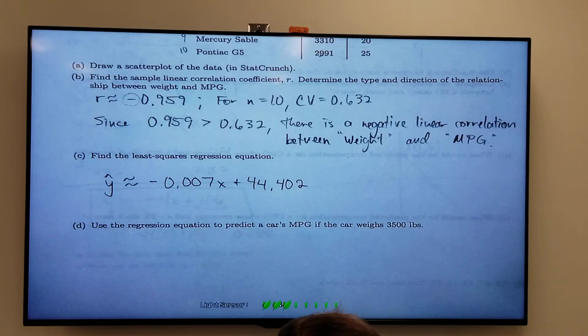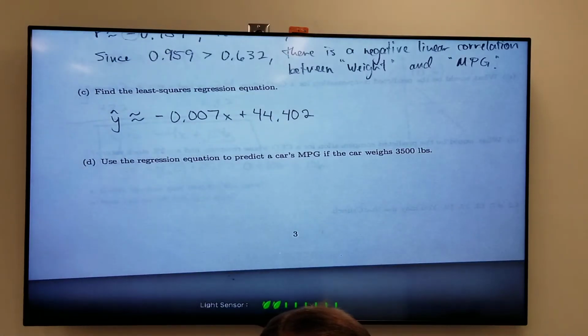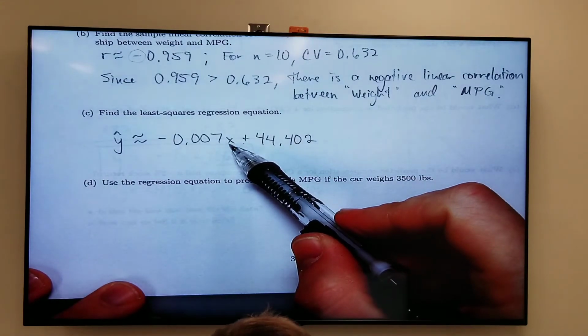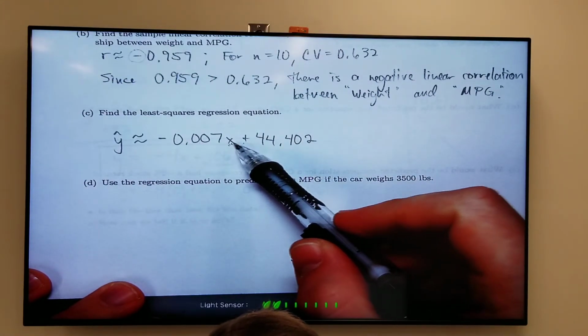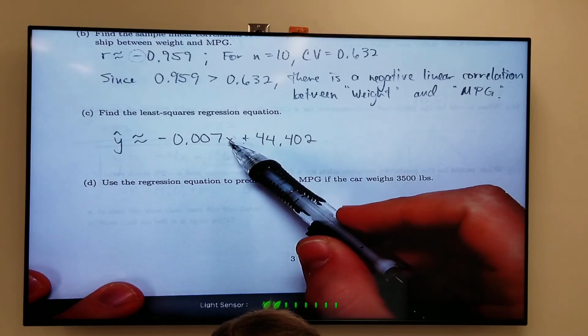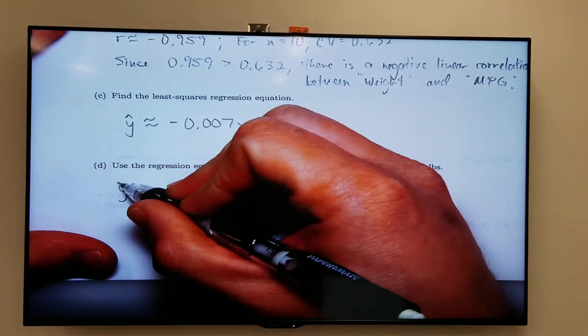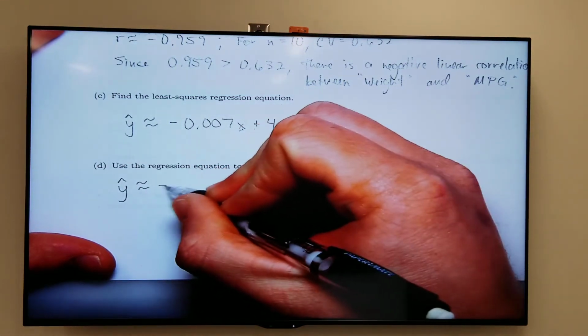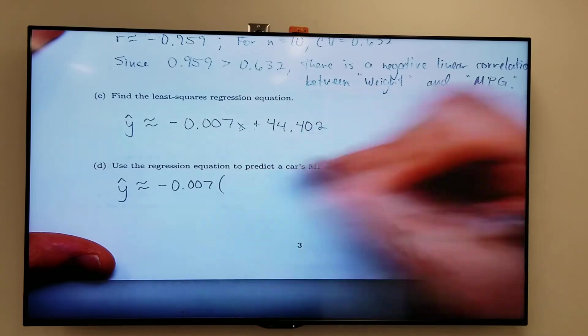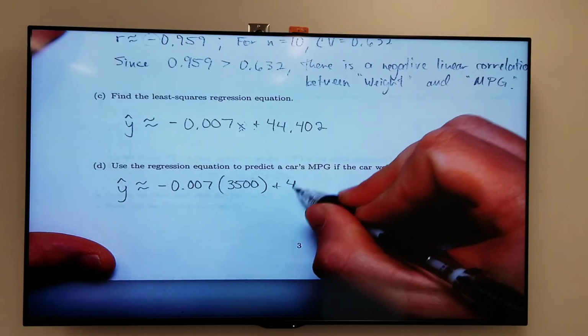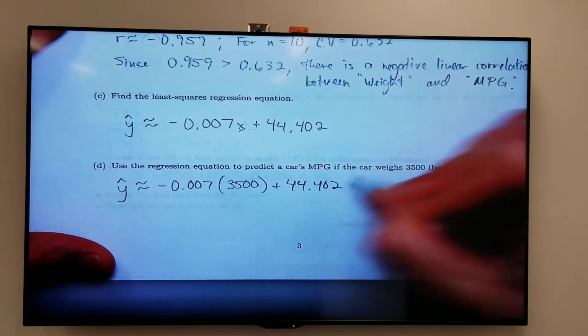Okay, so that's that. And now part D says, use the regression equation to predict a car's miles per gallon if the car weighs 3,500 pounds. So remember, x represents the weight, right? So they're saying the car weighs 3,500 pounds. We're going to plug in 3,500 for x and then see what we get for y. So y hat would be approximately negative 0.007 times 3,500 plus 44.402.